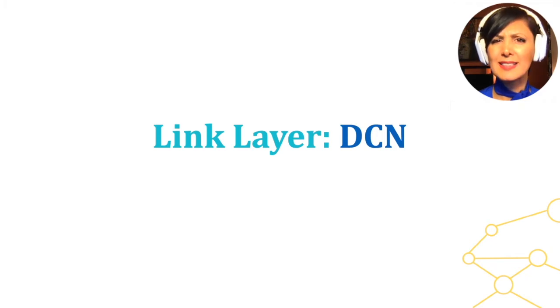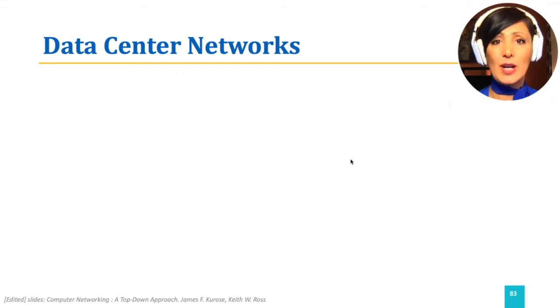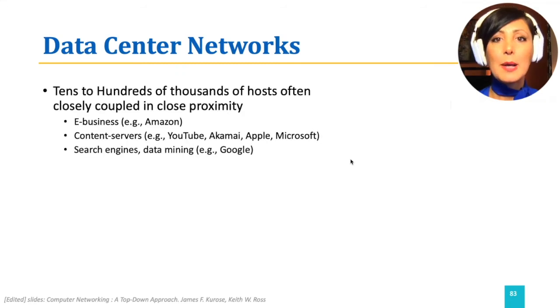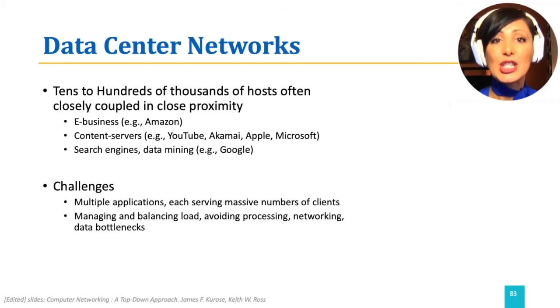Are they like LANs? Data center networks are used for applications like content distribution, parallel computing infrastructure provision, and cloud computing. They are networks consisting of tens to hundreds of thousands of hosts closely coupled in one location. Amazon, Google, Microsoft, and other tech giants have their own data centers for different purposes. Data centers, in that sense, are dense networks with multiple applications, each serving a massive number of clients.